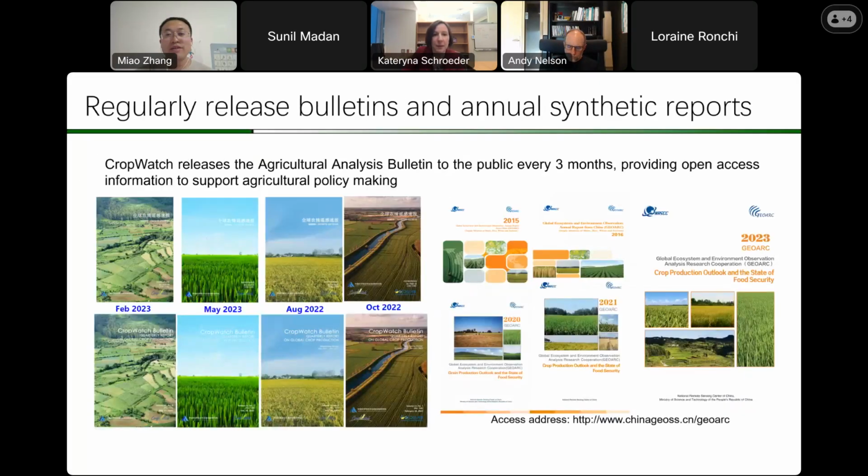And these are some cover graphs of the bulletins released in the past. You can refer to those reports on the CropWatch website and also the China Geo website.